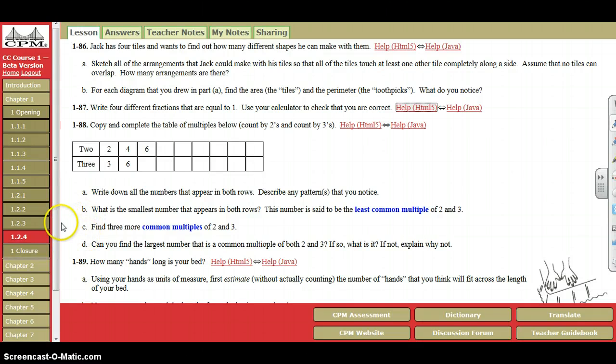Then for C, you want to find 3 more common multiples. So those can be any other numbers that they have in common. After you get done filling out the table, that'll make a whole lot more sense. You just want to find 3 common numbers that are multiples of 2 and 3.